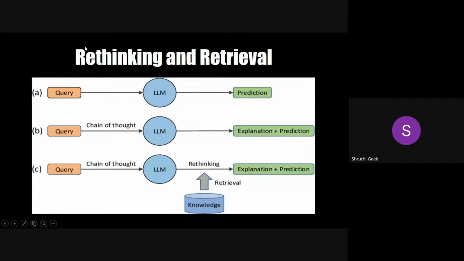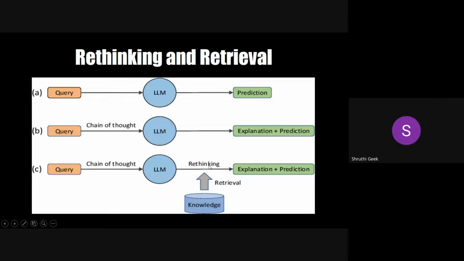So, as you can see, this is about rethinking and retrieval. Now we know that chain of thought breaks down the major question into multiple steps, then passes step one, gets the answer for step one, then passes the step two question, gets the answer for step two, and then the final answer. So what happens here with rethinking and retrieval? We also wanted to rethink after every step.